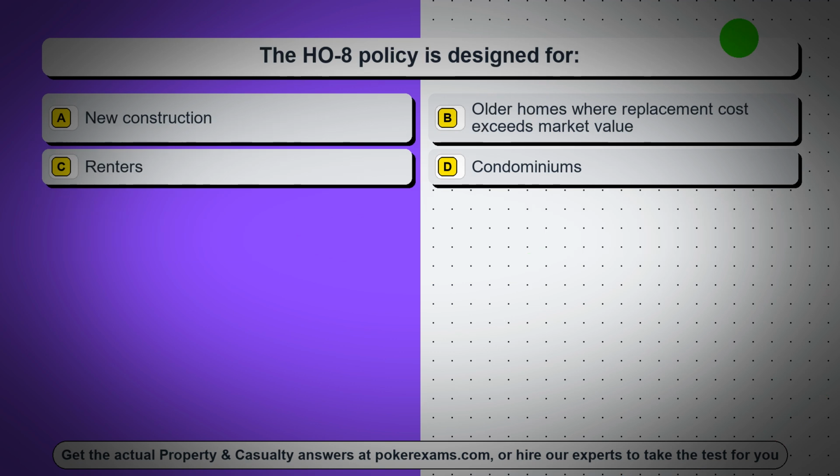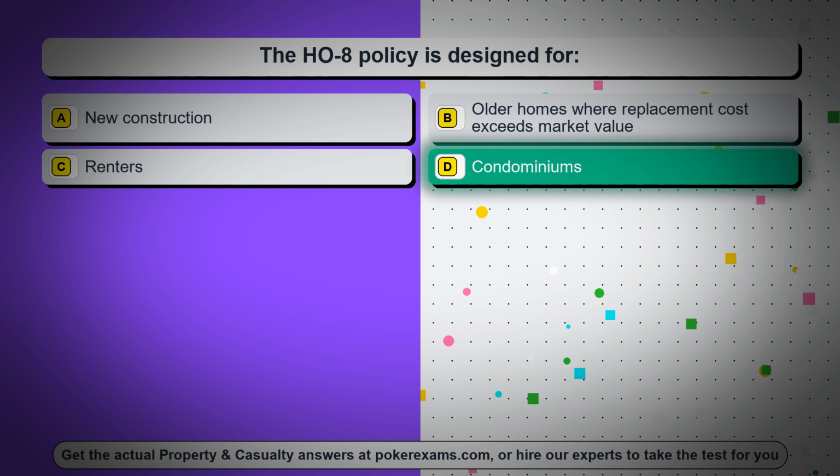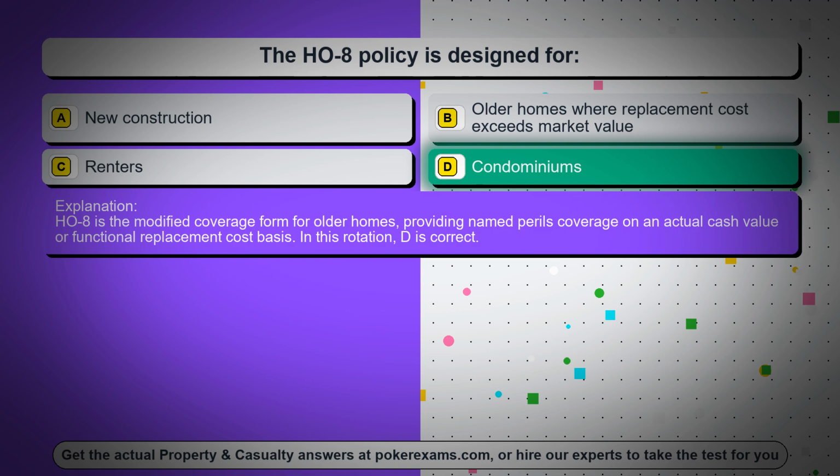Question 74. The HO-8 policy is designed for: option A, new construction; option B, older homes where replacement cost exceeds market value; option C, renters; option D, condominiums. The correct answer is option D, condominiums. HO-8 is the modified coverage form for older homes, providing named perils coverage on an actual cash value or functional replacement cost basis. In this rotation, D is correct.